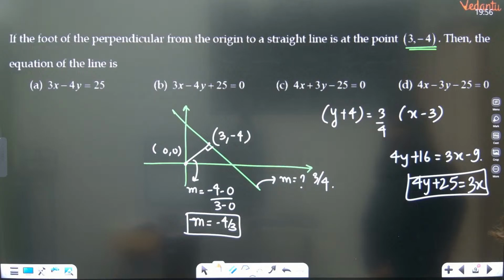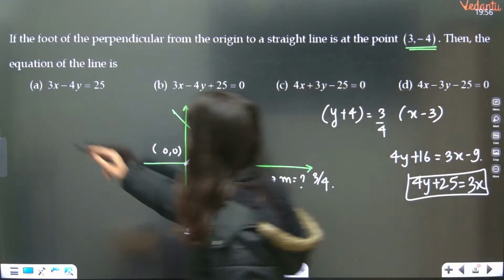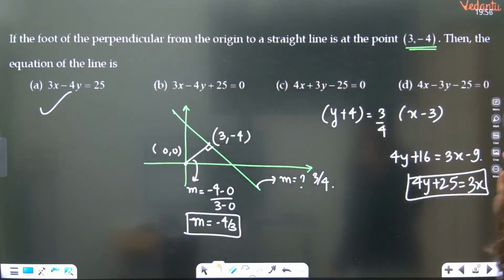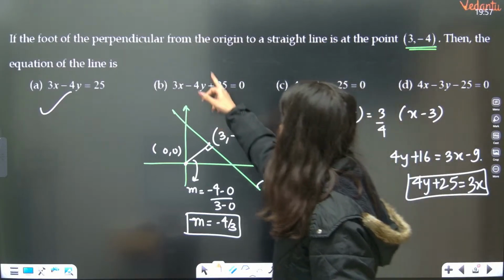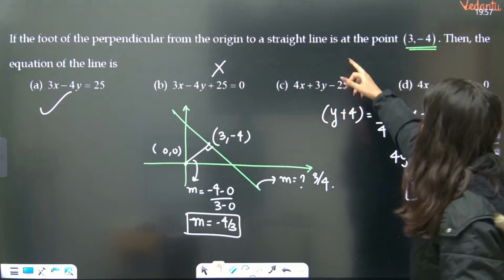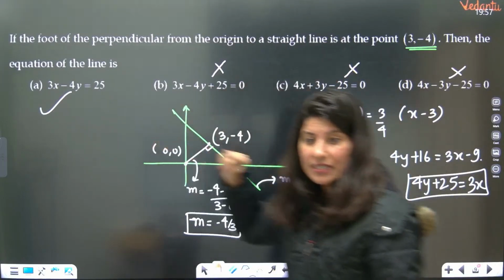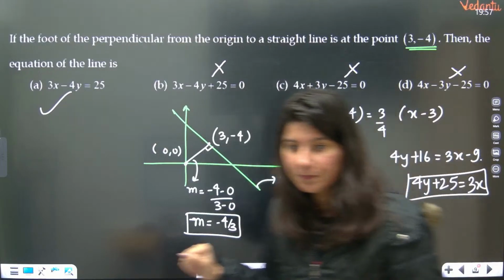4y plus 25 is equal to 3x, matching with option A. So this is correct, option A.